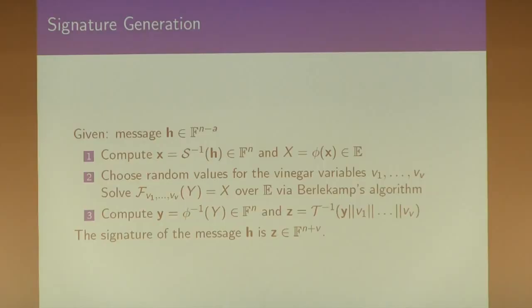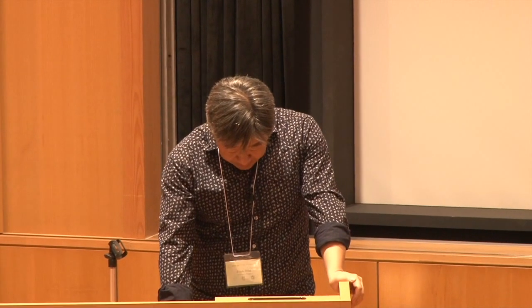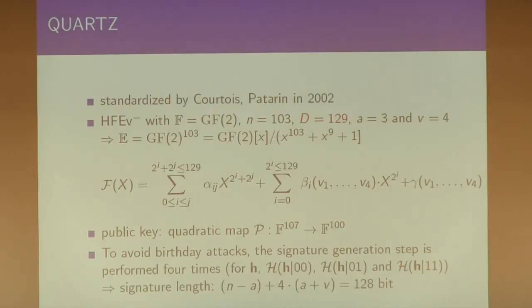So this is the key generation process. I think I do not need to go over the details of how it's done. Essentially, you just guess the variables of vinegar and you do other things, so I will not go over the details. Of course, again, to invert the map F, you solve the system of polynomial equations using the Berlekamp algorithm. Therefore, the degree D cannot be too high. If it's high, it's highly inefficient. This is the basic idea of HFE V minus.